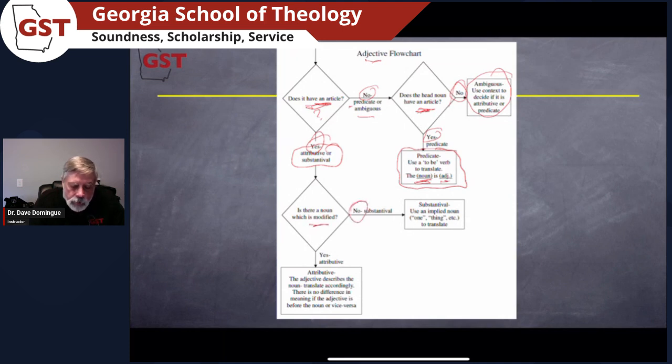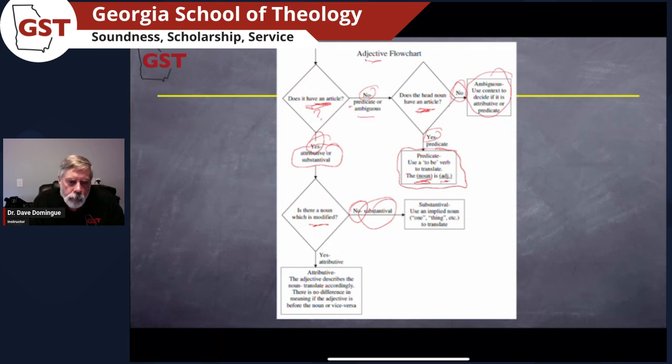Well, no, there is no noun that can modify. Yes, the adjective has an article, but there's no noun for it to modify, so it functions substantively, and so it's functioning as an implied noun. And so it'd be like the good, the bad, and the ugly.